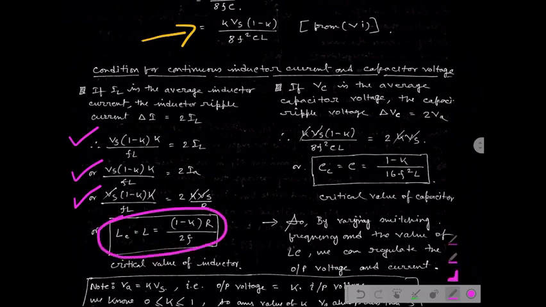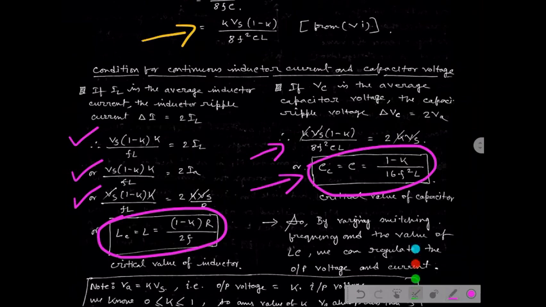Similarly, for the capacitor, as we derived before, del VC equal to kVs into 1 minus k by 8 f square LC should be equal to VA, and we know the result of VA is kVs. Putting in that value, after simplification we get the critical value of the capacitor, C equal to 1 minus k by 16 f square L. So these are the critical values of the capacitor and inductor, through which we can design the total buck converter to get good quality, regulated output.